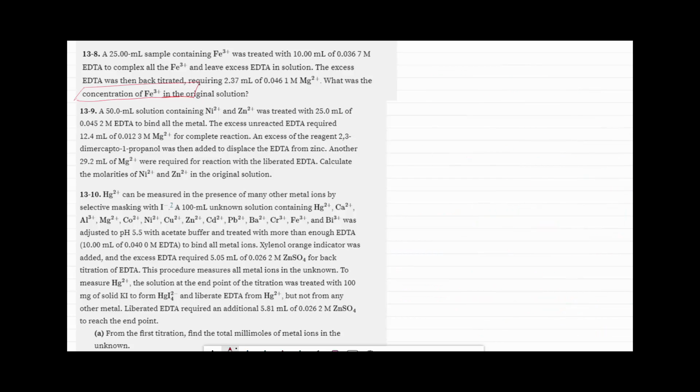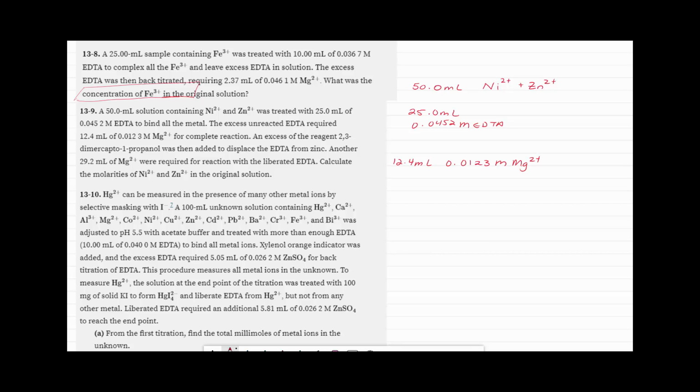Number 9, we have a 50 milliliter solution, and it contains both nickel and zinc. And we're going to treat that with 25 milliliters of 0.0452 capital M molar EDTA, and we're going to bind all the metal. So the excess unreacted EDTA required 12.4 milliliters of a 0.0123 capital M molar magnesium in order to complete the reaction.